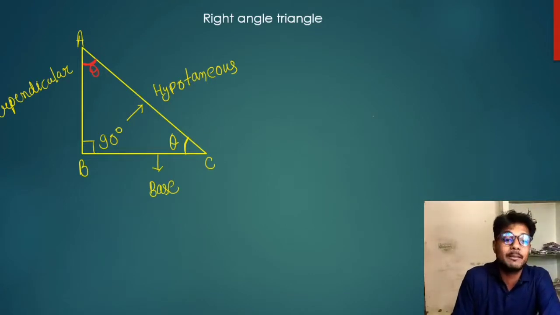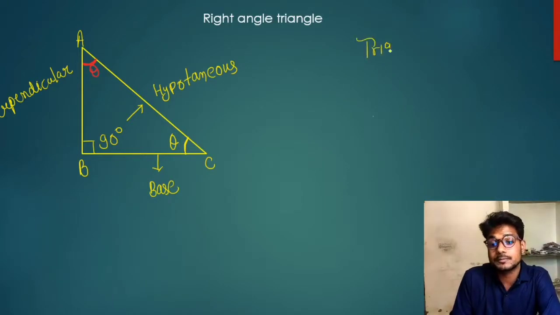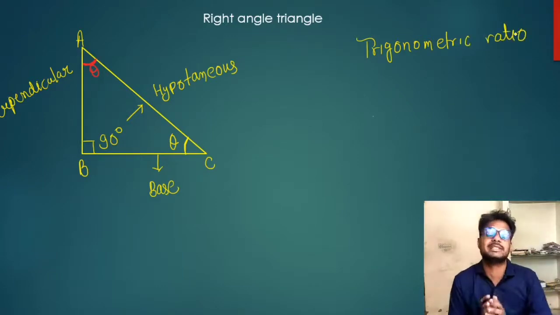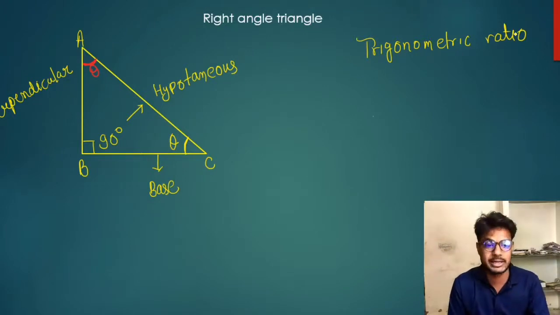Now we will learn about the trigonometric ratios. What are trigonometric ratios? A trigonometric ratio is just the ratio of the sides in a right angle triangle. In a right angle triangle there are a total of three sides. One is AB, another is BC, and the third is AC.